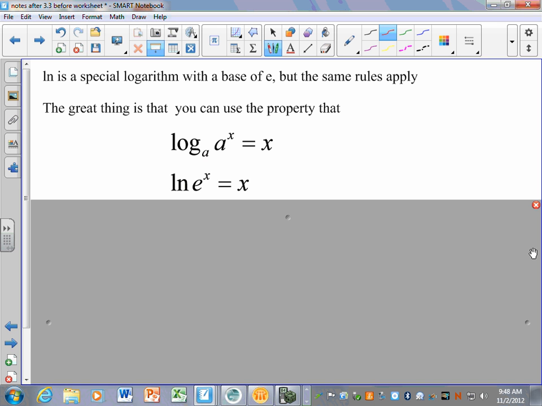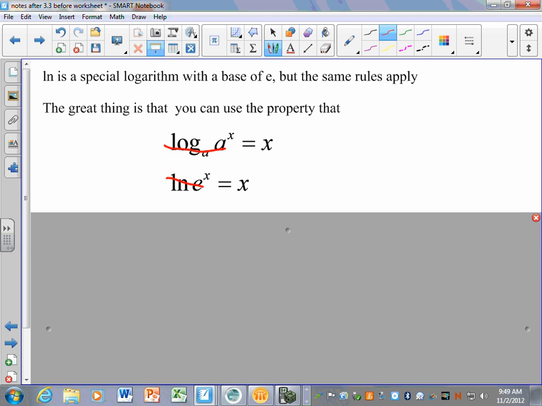If you have log base a of a to the x power, those are inverses. Exponentials and logs are inverses. So they cancel each other out, and you always just get x back. Well, ln is base e. So this is like saying log base e of e to the x. So again, they cancel each other out, and you just get x back. So when you see those ln problems, you could rewrite it if you want. But for me, I always just try to write it as a power of e. Because if I can write it as a power of e, then my answer is just that exponent, and I don't have to rewrite it every time.